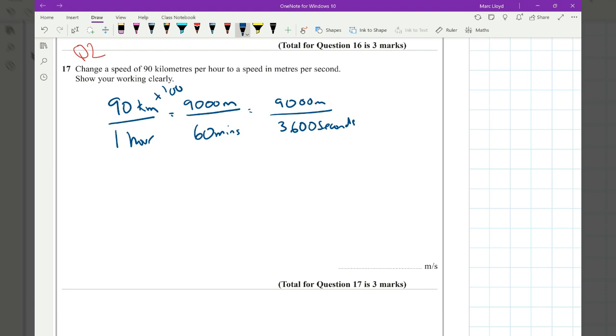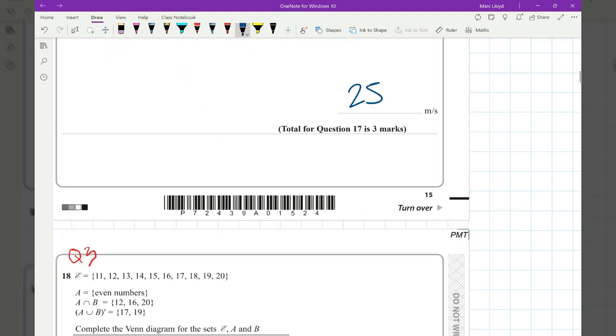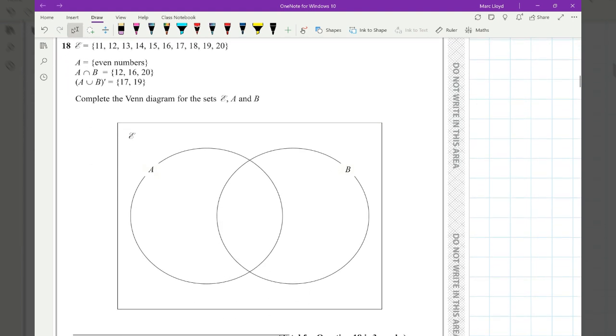Ooh, there's an error there. Times by 1,000, that's 90,000 meters. And this one times by 60 and then times by 60 again. Now we put that through our calculator. So 90,000 divided by 3,600. Okay, that's a very, very nice number. It's 25 meters per second. Marvelous.